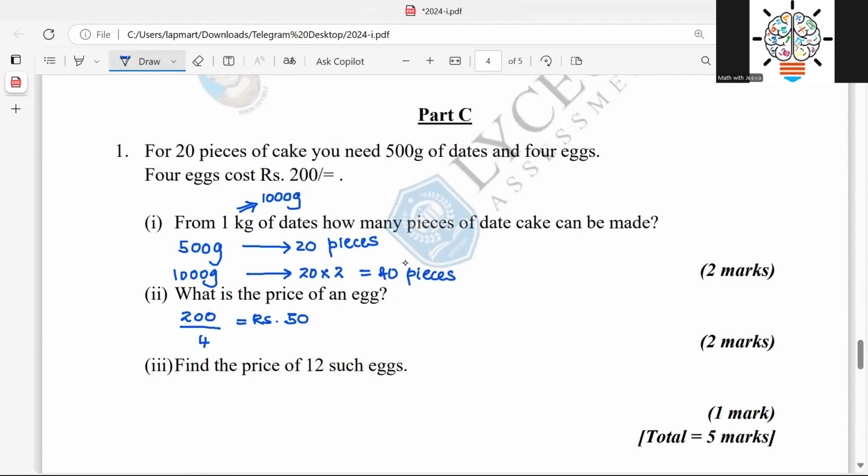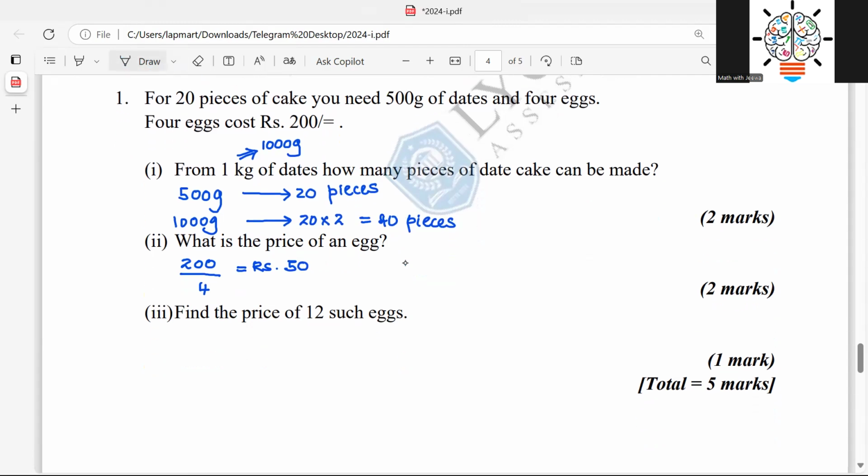Find the price of 12 such eggs. One egg is 50, and if you want 12, then you multiply this by 50. Can you remember that we had something like 12 multiplied by 5 into 10? We did this when you were in grade 6. So 12 into 5 is 60. Then you write 60 into 10. Then we write rupees 600. Right? So that is how it works.